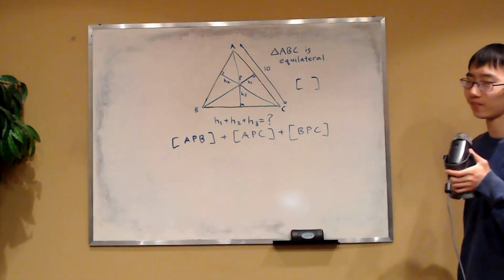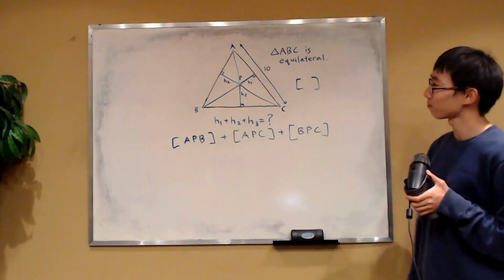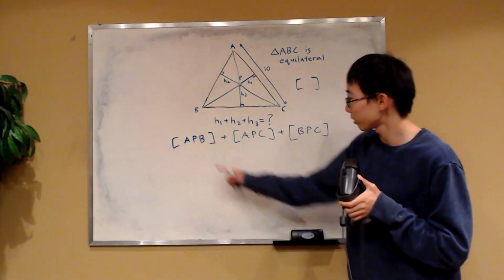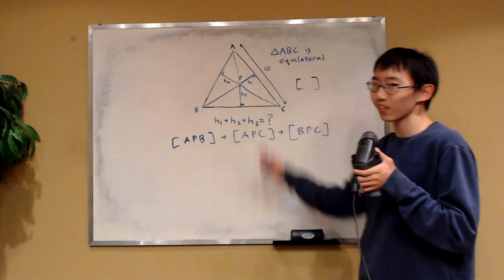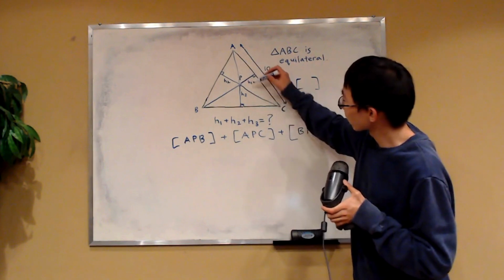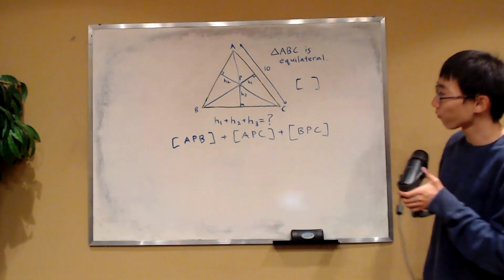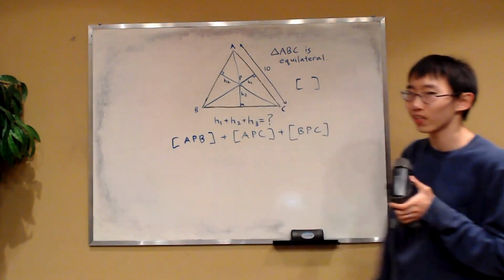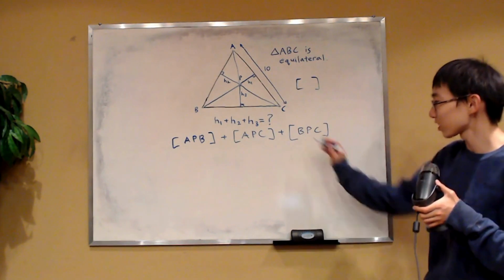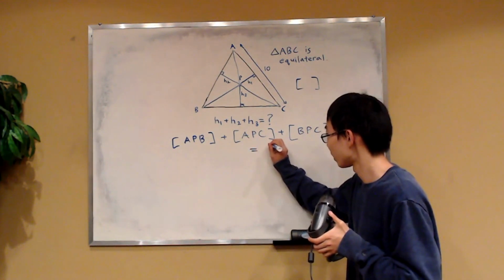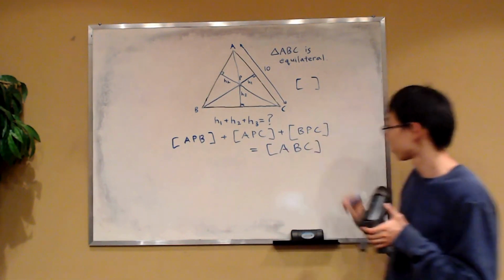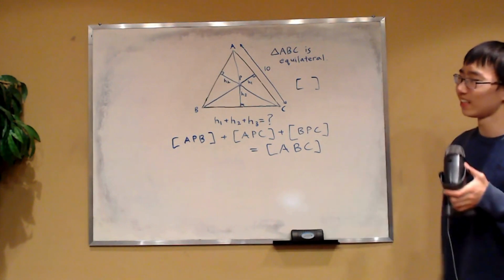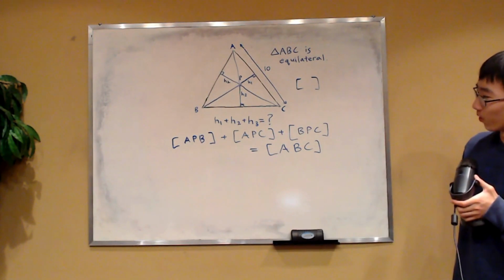What is this quantity? Well, notice that these three triangles, APB, APC, and BPC, if you look at the diagram, literally piece together to form the area of the entire equilateral triangle. So this quantity is just equal to the area of ABC. Cool, right?